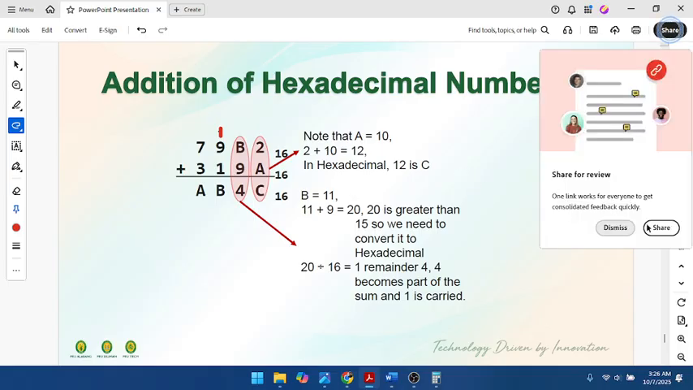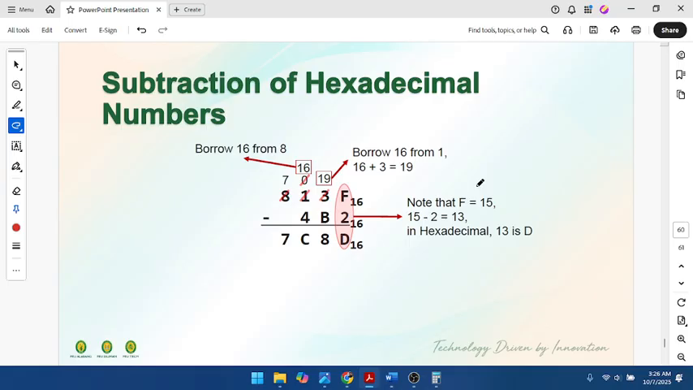Ang madali lang po yan. Subtraction in hexadecimal, follow pa rin ng rules.